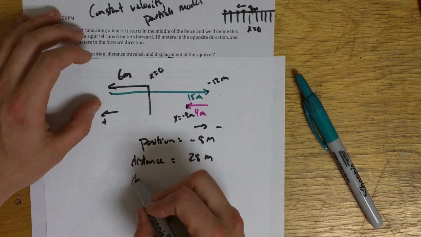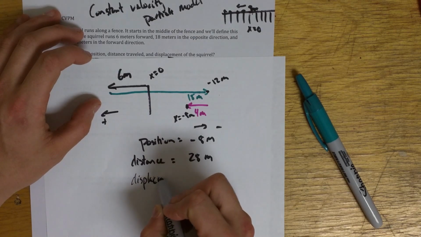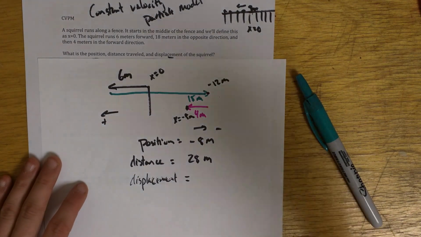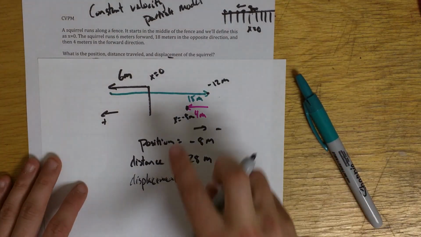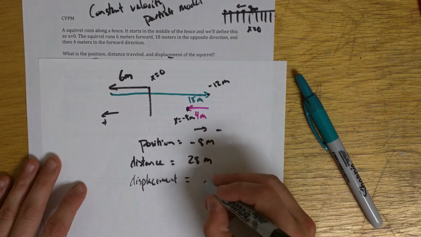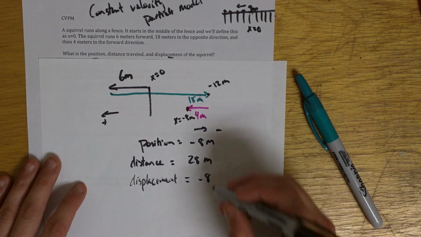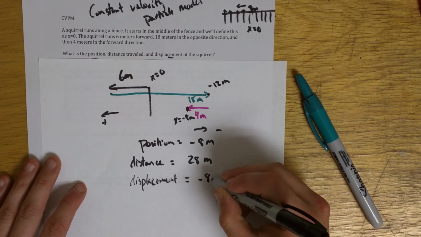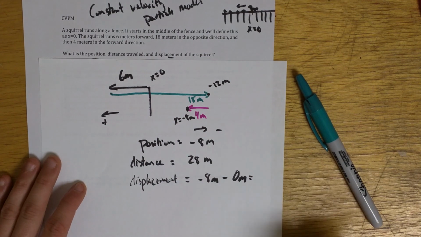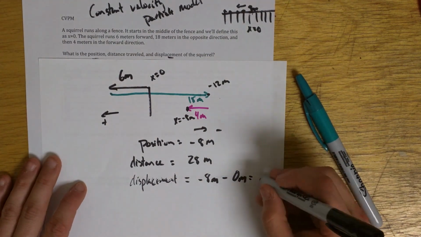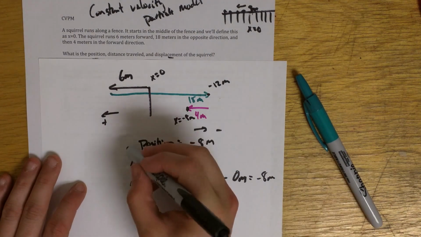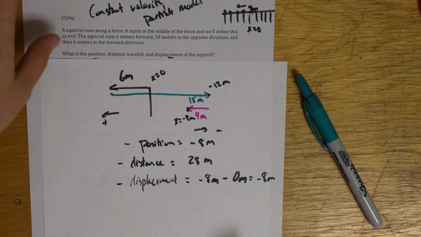And then finally, displacement is the final position minus the initial position. So if you start at 0 and you end at negative 8, we're going to take the final position, negative 8 meters, and subtract the initial position, 0 meters, which just cancels out, and we still get negative 8 meters for our displacement. So that's the language that we used.